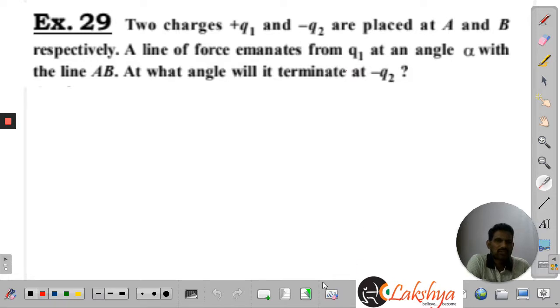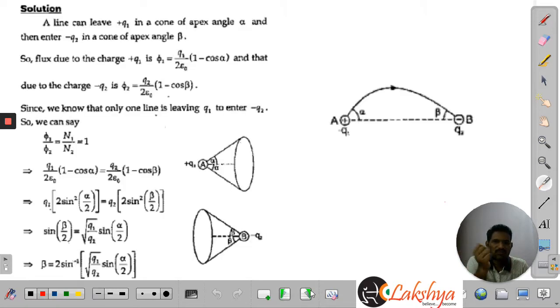So for that we use the concept from yesterday's class here. Let us see how to use that. There is a given diagram here. A positive charge is placed at A and the negative charge is there at B. So a line of electric field is starting from q1 at an angle alpha and it is terminating at q2 at an angle beta, right?